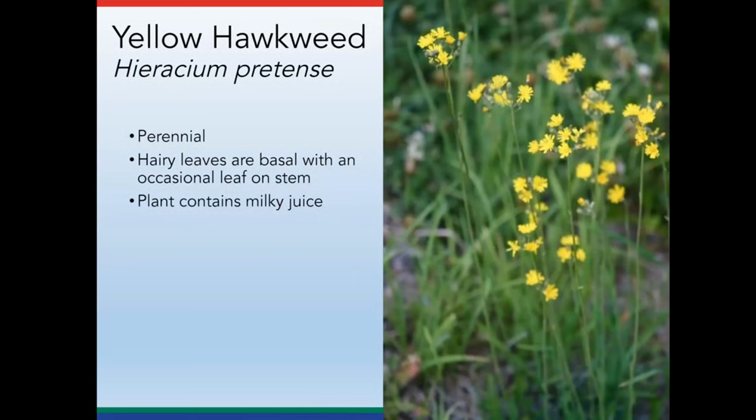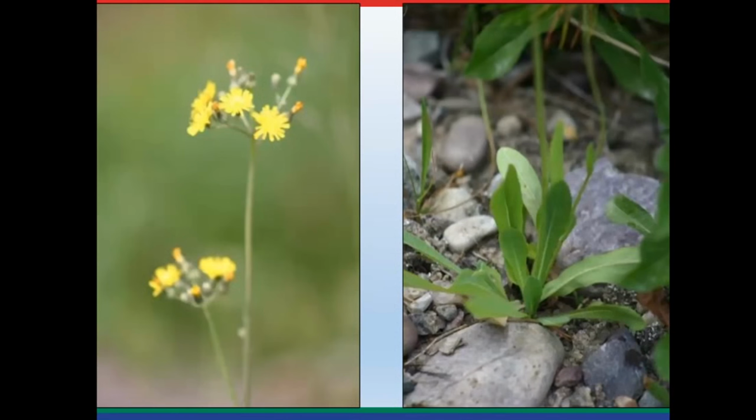So yellow hawkweed is another perennial. Its leaves are hairy and basal with an occasional leaf up the stem. As with hawkweeds in the Hieracium genus, it has a milky latex within, and smaller yellow flowers bunched towards the top of the plant with roundish pointed buds. You can see the basal leaves that are small, mostly elliptical and hairy, and then the flowers there, small, more than one clustered at the top of the plant.